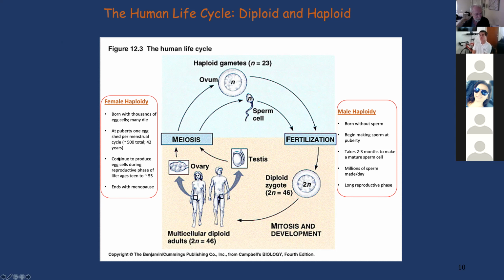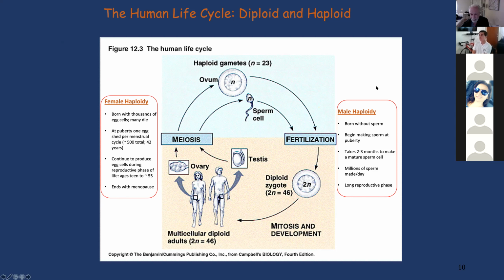And the female can rely on eggs that she had at birth, or she can produce additional eggs during her reproductive cycle, which is from teenage years through about age 55. And the reproductive phase of females ends with menopause.